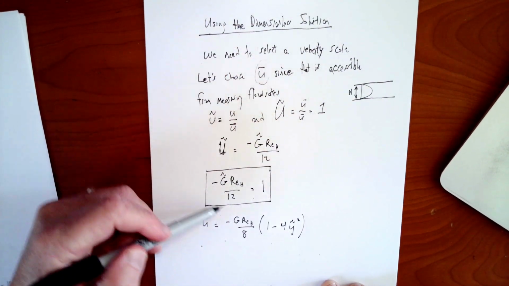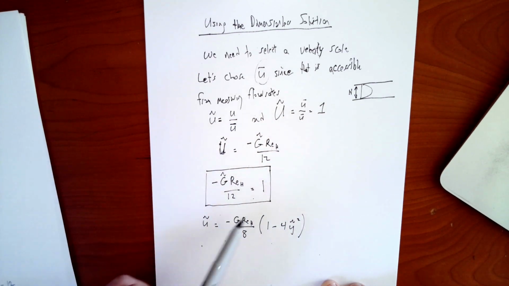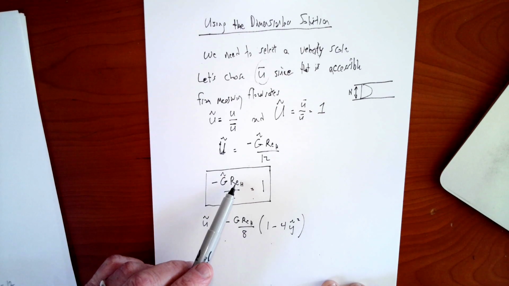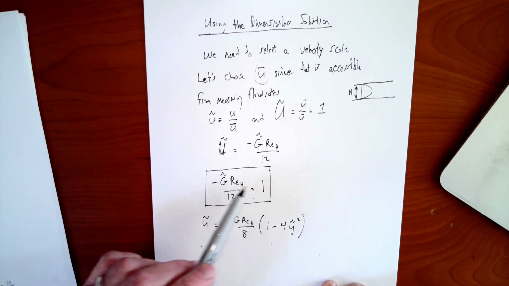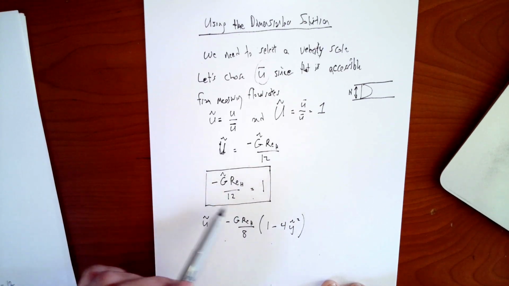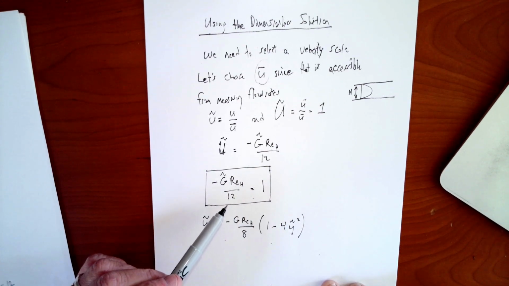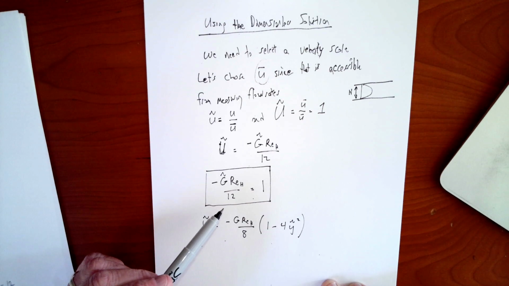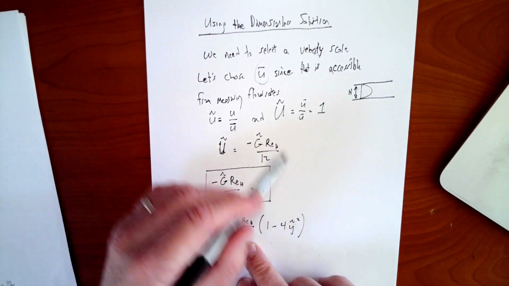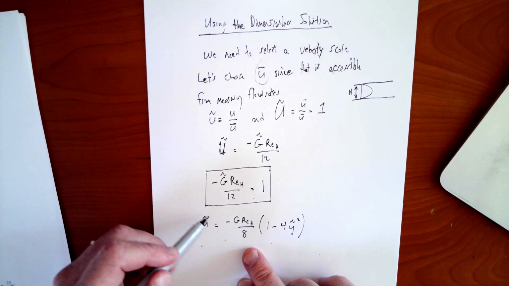We're going to talk more about this in a little while. But notice how simple this is. In dimensionless terms, g times Re_h over 12 is simply equal to negative 1. So that's a very simple formula, and that is typical of proper scaling, that things should start to look simple and clean.